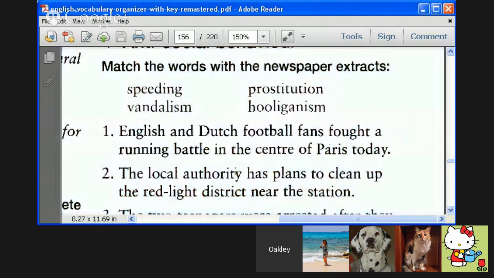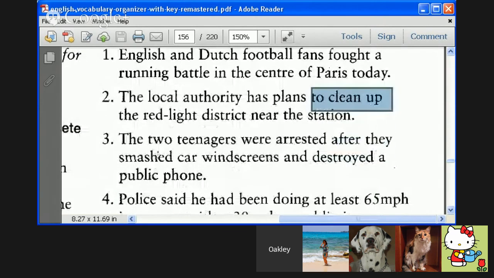In this case, clean up means stop prostitution. Yeah, stop, make some arrests, put a halt to it. That's it. Clean up the city. This is a common collocation, a common phrasal verb used to talk about fighting crime, Mauricio. Thank you. The mayor pledged to clean up the city. Very normal expression.